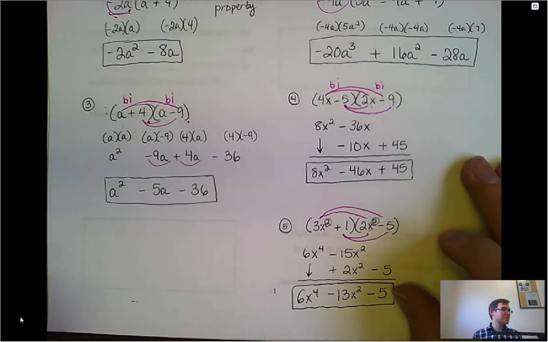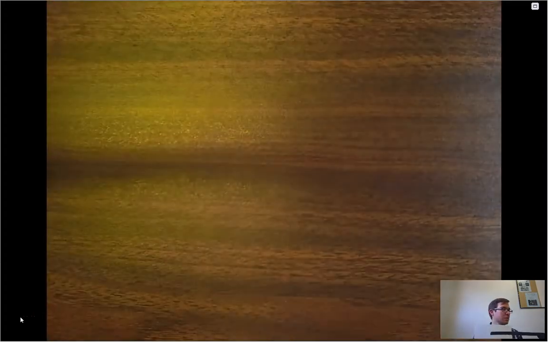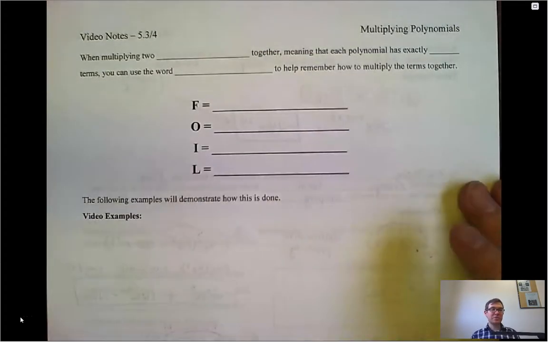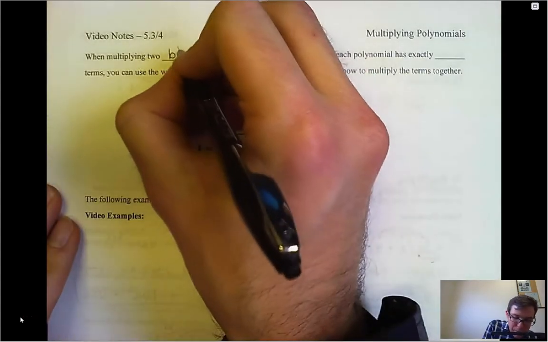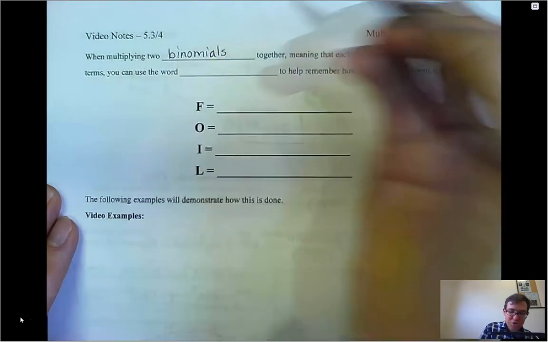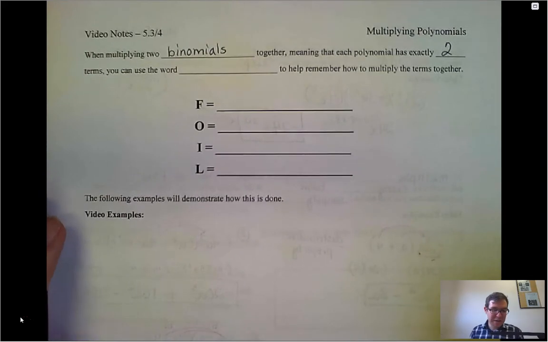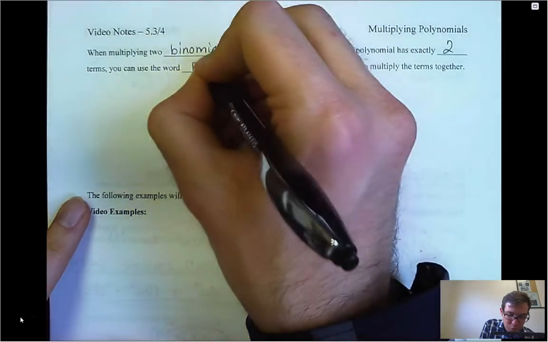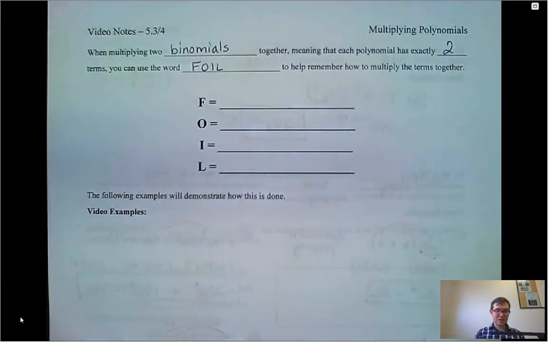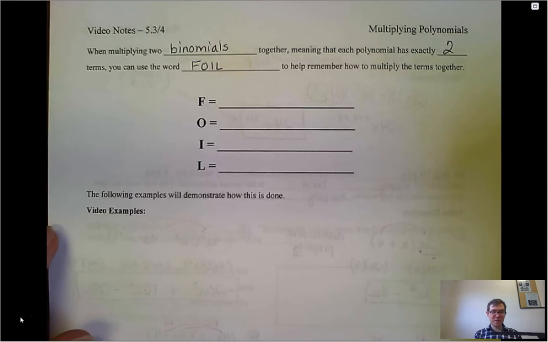Okay, let's turn the page and look at some more examples of this. A lot of the last examples we just looked at were cases where we were multiplying two binomials together, meaning they each had two terms. To help us remember the order of how to multiply the terms, we can use the word FOIL. It's not really a word in this case, but more of an acronym. We use each letter in the word FOIL to represent a part of the problem.